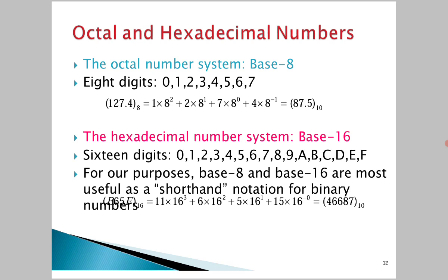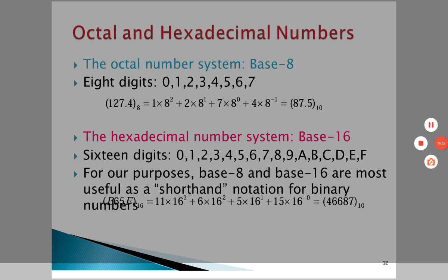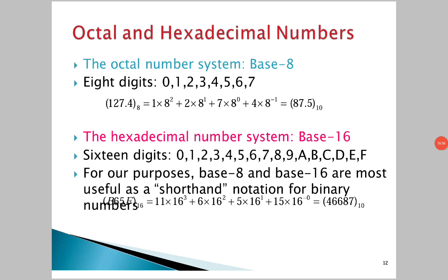The third number system is the hexadecimal number system, which has a base of 16. Why? Because 16 digits are used in the hexadecimal system, so its base value is 16. What digits are used in hexadecimal? 0, 1, 2, 3, 4, 5, 6, 7, 8, 9, then 10 means capital A, 11 means capital B, 12 means capital C, 13 means capital D, 14 means capital E, and 15 means capital F.